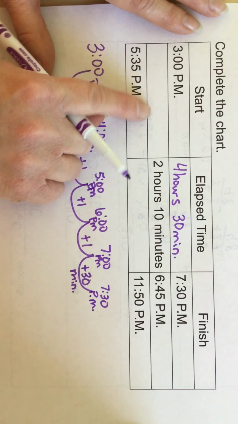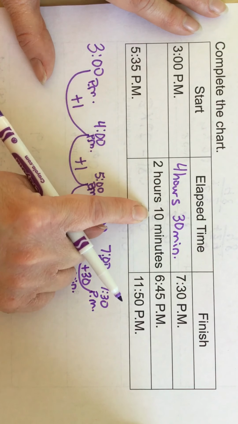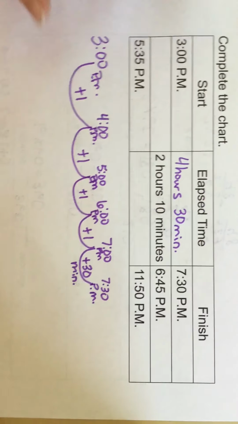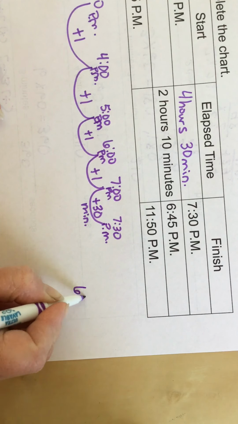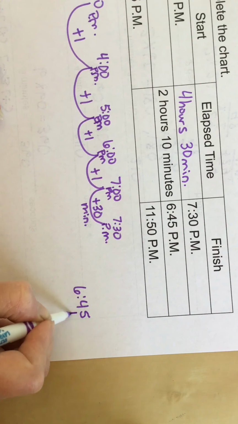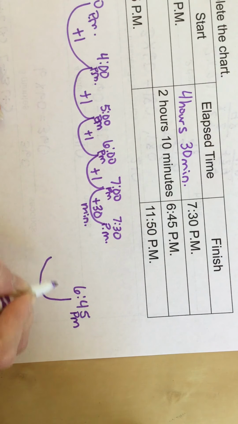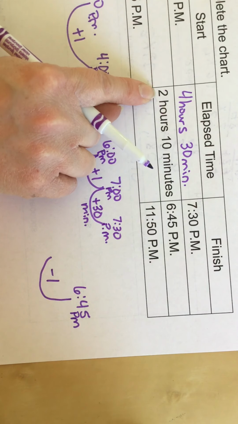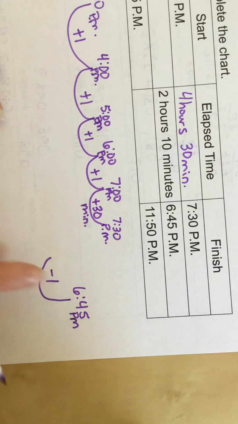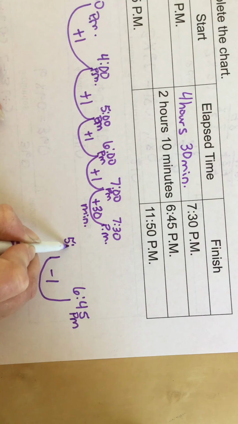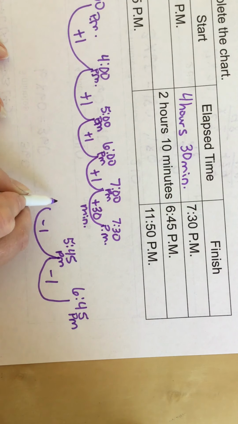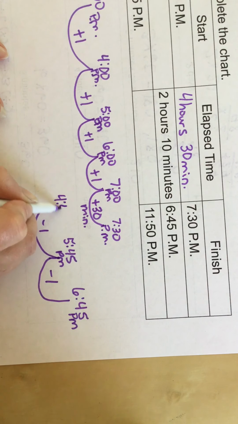The next one, I don't have my start time. I know there's 2 hours and 10 minutes in between the two times, and my end time is 6:45 p.m. So for this one, I need to subtract. So I'm going to subtract an hour at a time and keep going. Well, I need to subtract 2 hours. So I'm going to subtract an hour from 6:45. That gives me 5:45 p.m. And then I'm going to subtract another hour. And that gives me 4:45 p.m.